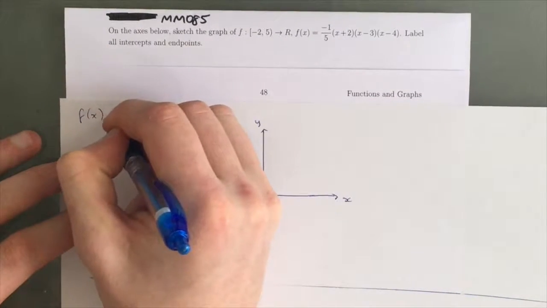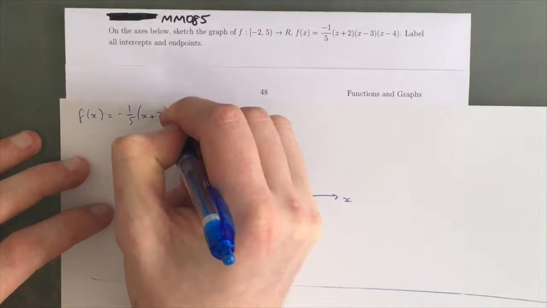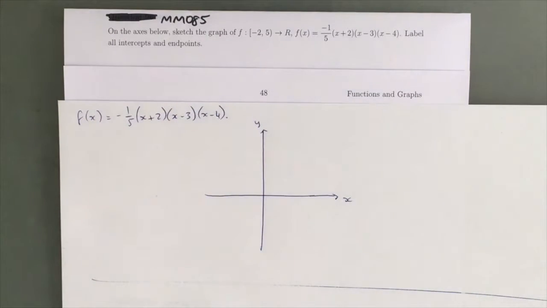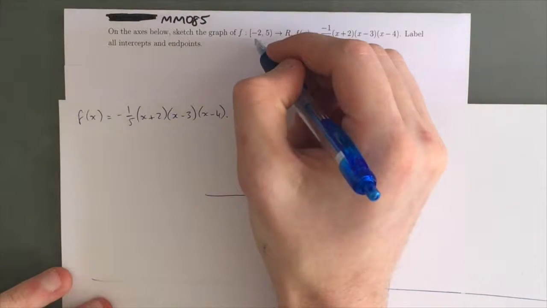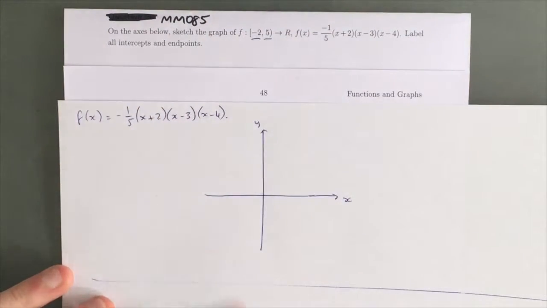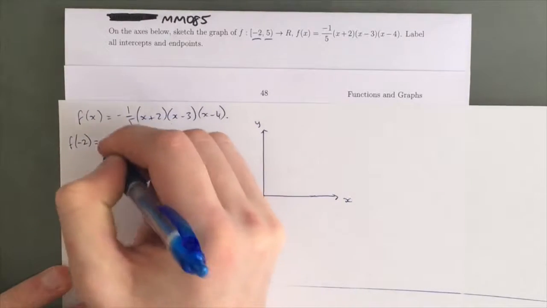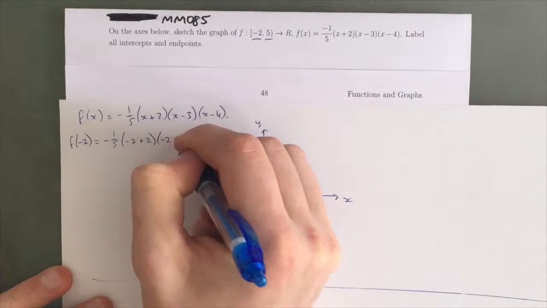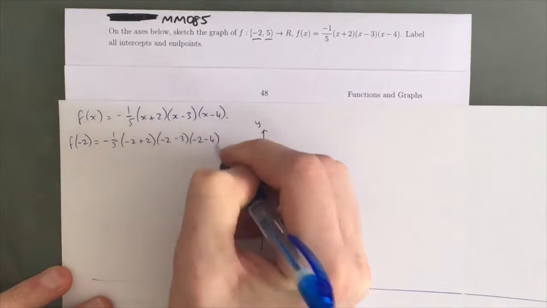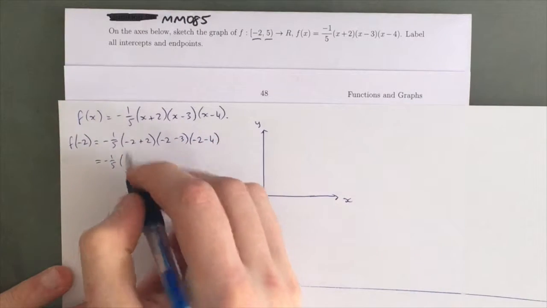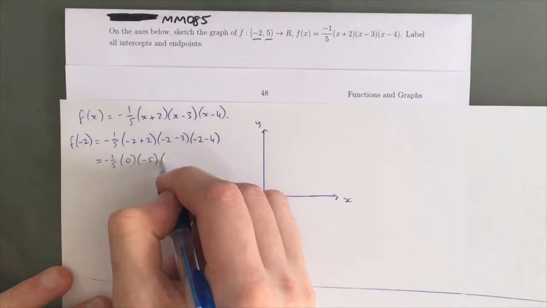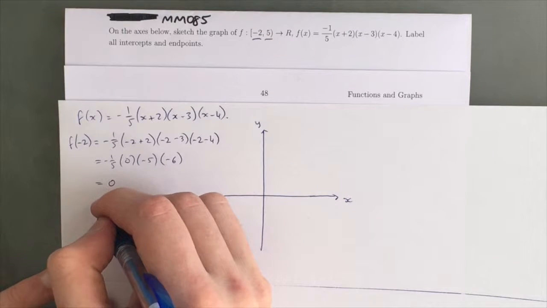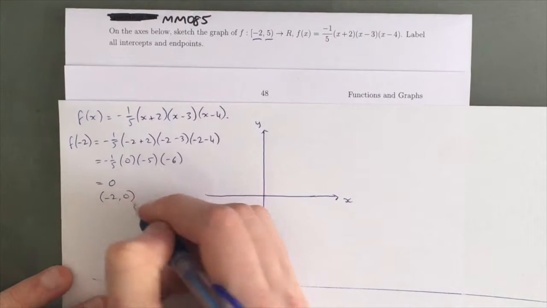We've got f of x equals negative 1/5 (x + 2)(x - 3)(x - 4), and what we want to do is find the endpoints. We know our endpoints occur at x equals negative 2 and x equals 5. So let's start by subbing those in. We have negative 1/5 times (negative 2 plus 2) times (negative 2 take 3) times (negative 2 take 4), which becomes negative 1/5 times 0 times negative 5 times negative 6. Because there's a 0 in there, it is all equal to 0, which means our endpoint occurs at negative 2, 0.